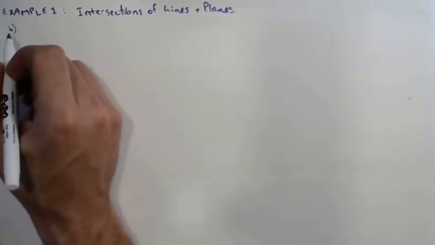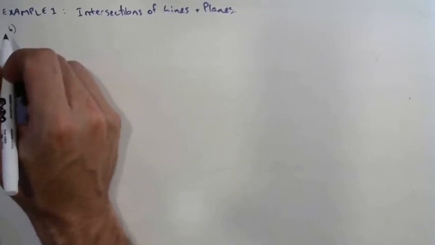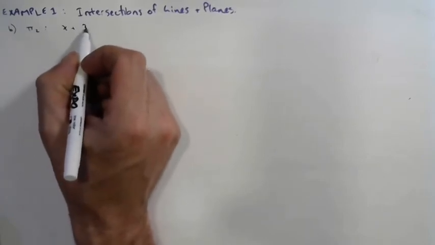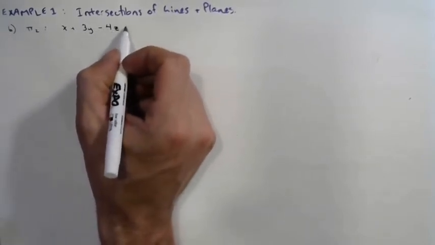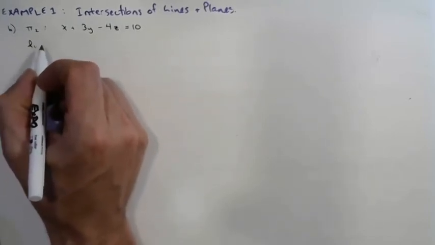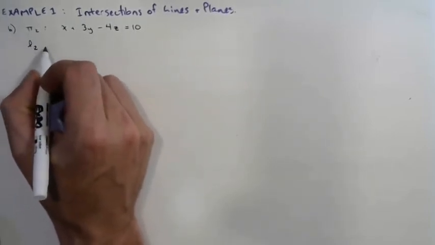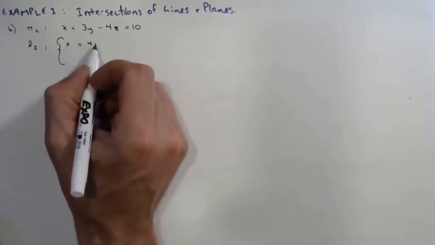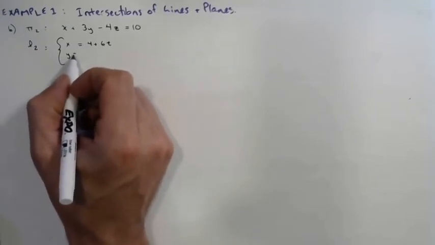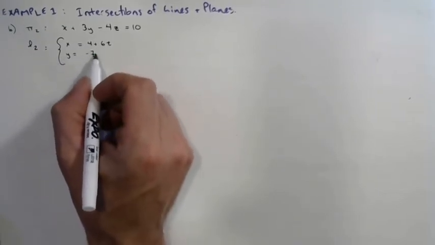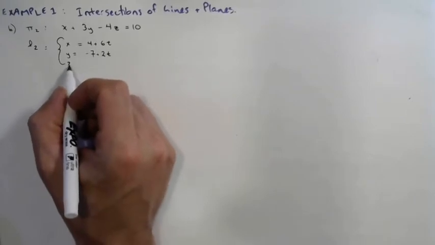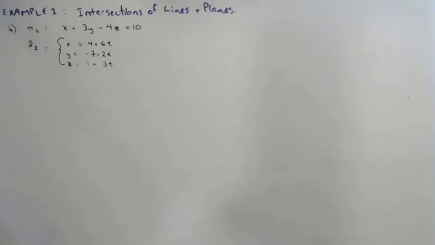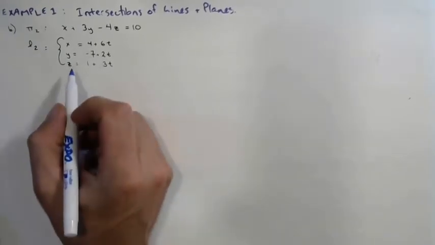In part B, we are given plane 2 is x plus 3y minus 4z equals 10. And line 2 has the parametric equation x equals 4 plus 6t, y equals negative 7 plus 2t, z equals 1 plus 3t. So again, we're going to follow the same process.